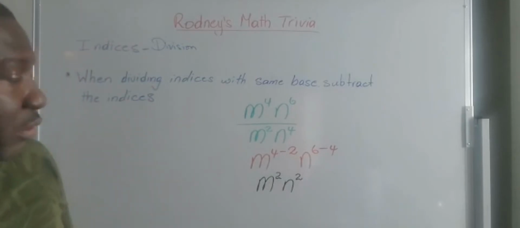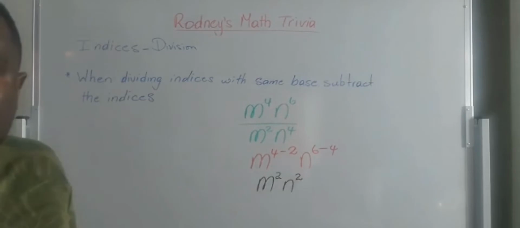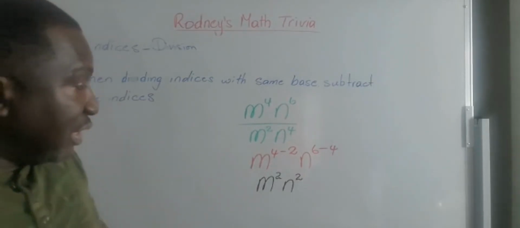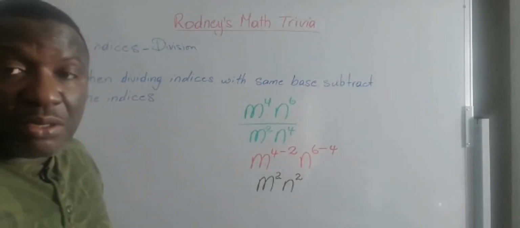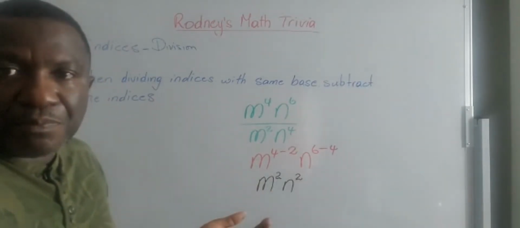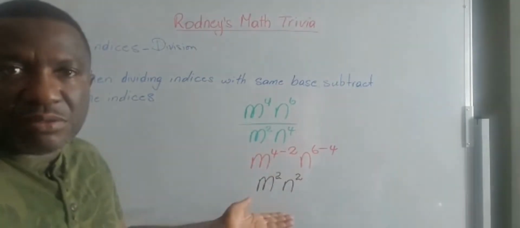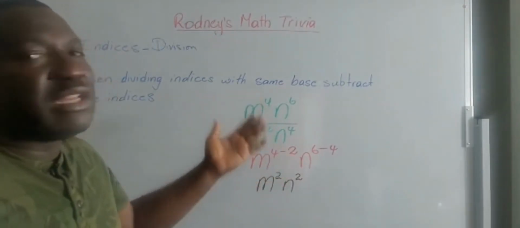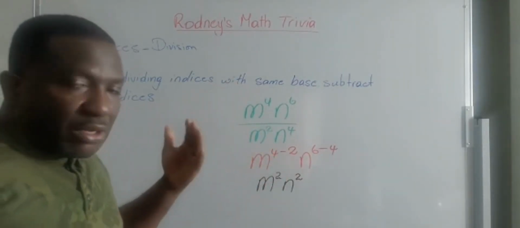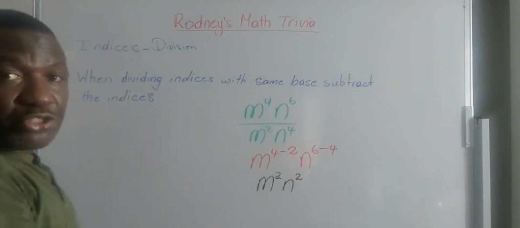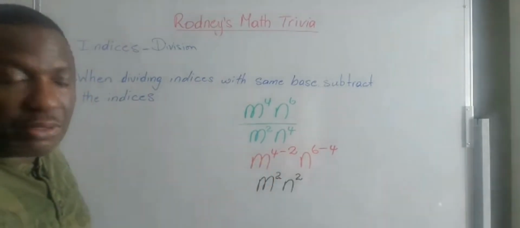So again, just to emphasize, in multiplication we are to add the indices. In division we are doing the opposite. We are subtracting the index of the denominator from the index of the numerator, as we can see has been illustrated on our whiteboard.